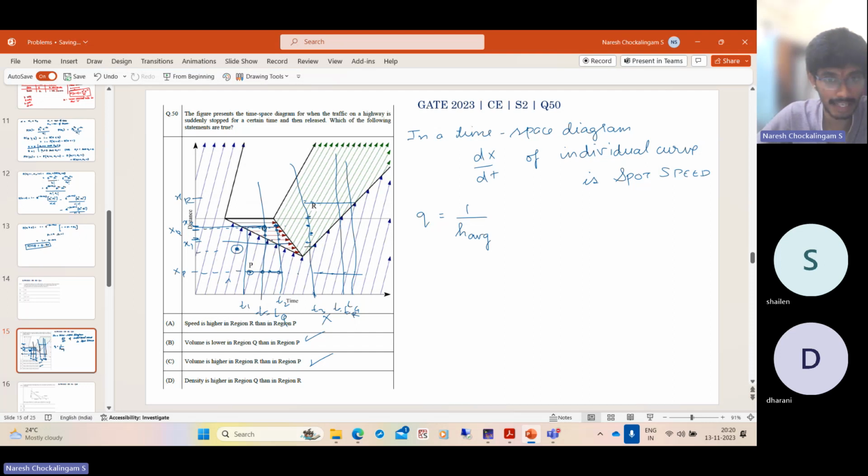As you see, the density, if you take a vertical line, more horizontal lines are cutting through the vertical line in region Q than in region R, because here the lines are flatter, here the lines are steeper. Therefore, the density is higher in region Q than in region R. So the correct answer is, it's a multiple select type question, B, C, and D are the correct answers.